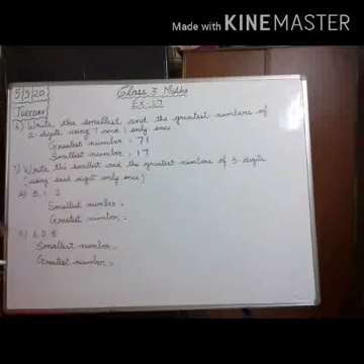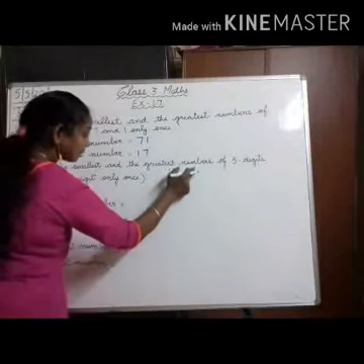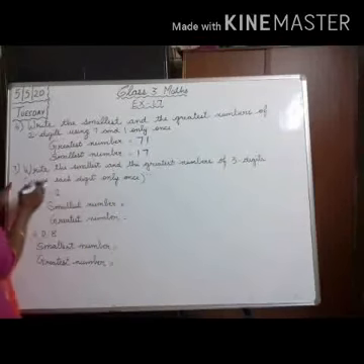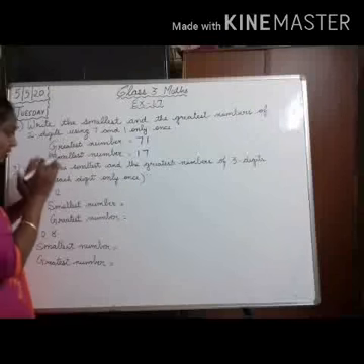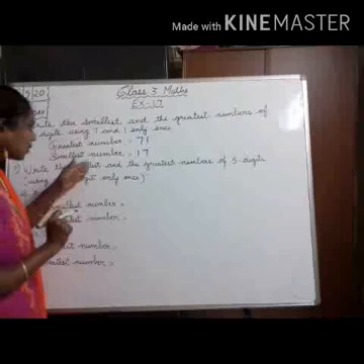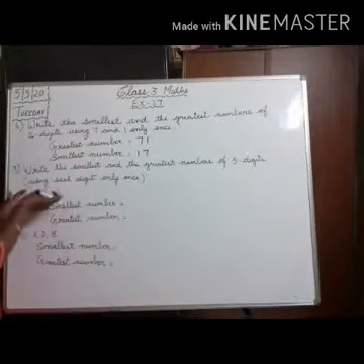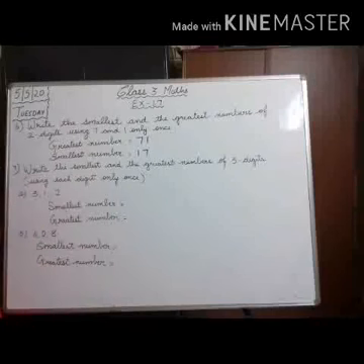Next, question number 7. Write the smallest and the greatest numbers of 3-digit numbers, using each digit only once. We have to use each digit only one time. They have given 3 digits, and with the 3 digits we have to find the smallest and the greatest number.